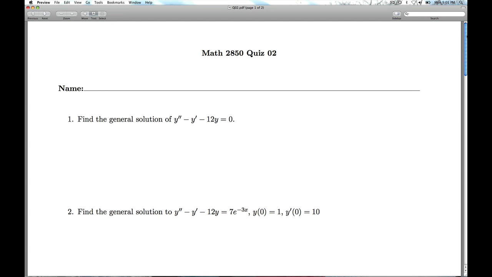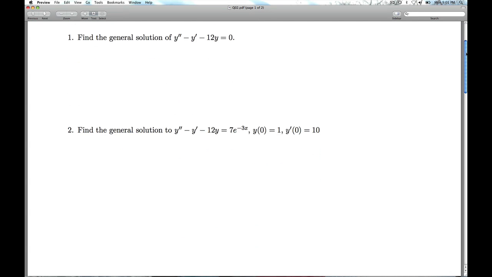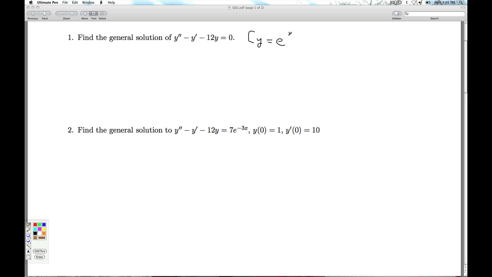Hi folks, this is DiffyQ Quiz 2. We're asked to find the general solution of this constant coefficient homogeneous ODE. So remember, the strategy here is we're thinking in the background y equals e to the mx.